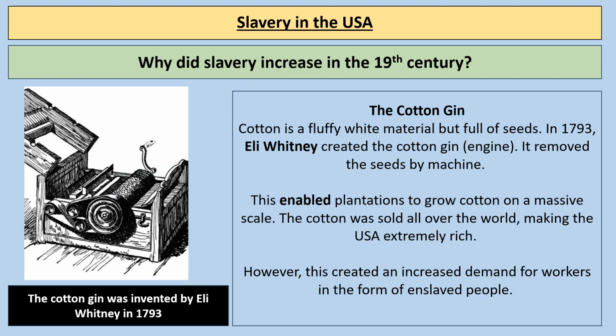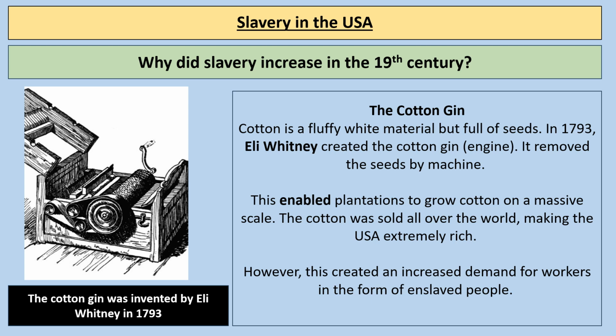So why did slavery increase in the 19th century? Well, the first reason was the development of a new machine known as the cotton gin, gin being short for engine. It was invented by Eli Whitney in 1793. Now, cotton is a fluffy white material full of seeds, and Eli Whitney created the cotton gin to remove the seeds by machine.